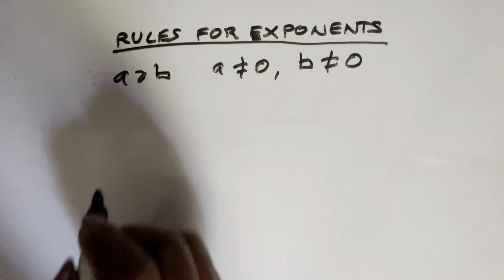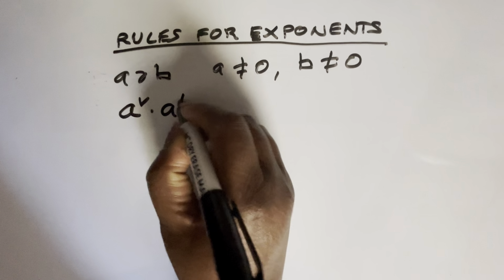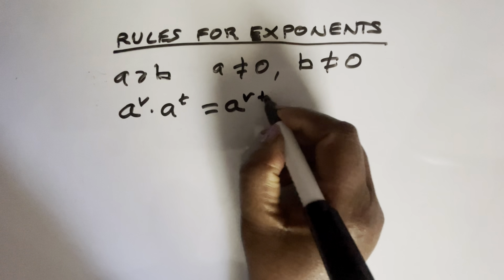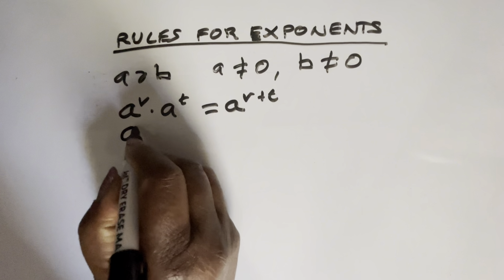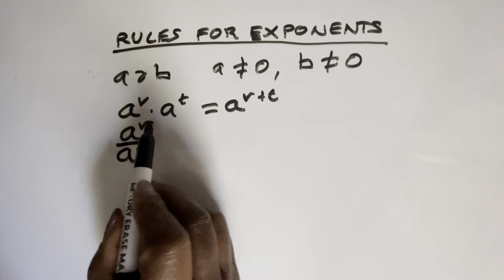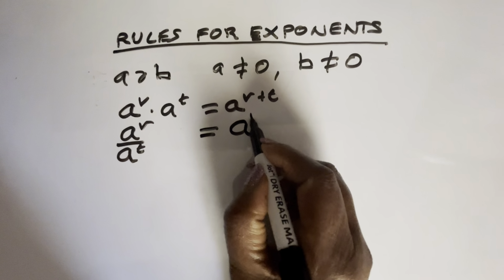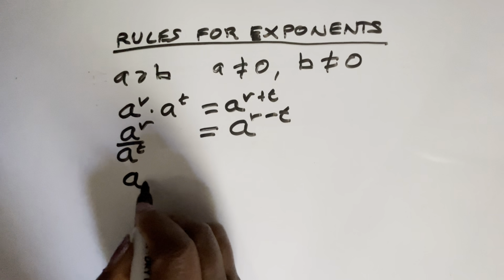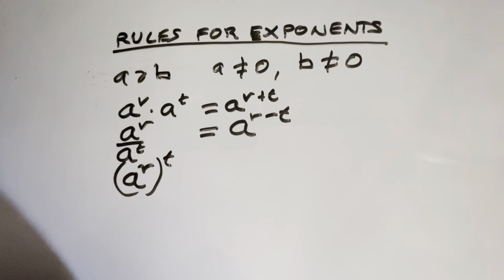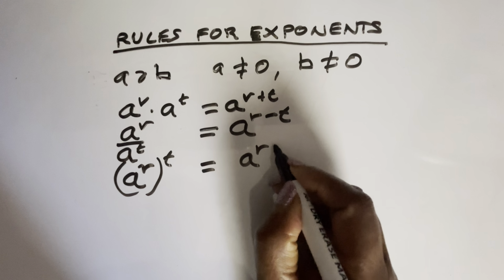So supposing we have a to the power r times a to the power t. This will give us a to the power r plus t. And when we are dividing expressions, let's say we have a to the power r over a to the power t, we are going to subtract exponents. And when we have this expression, a to the power r, all raised to the power t, our resulting answer is going to be a to the power r times t.